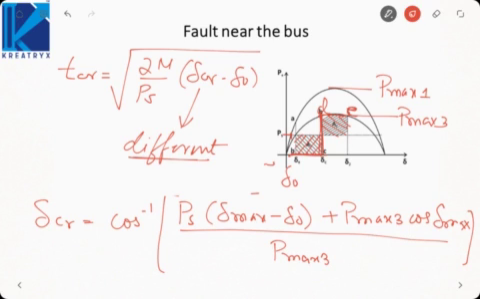So these are the different types of fault cases that we considered. First one was the single line fault near the bus, then fault in middle of the line, then fault near the bus in case of a parallel line.